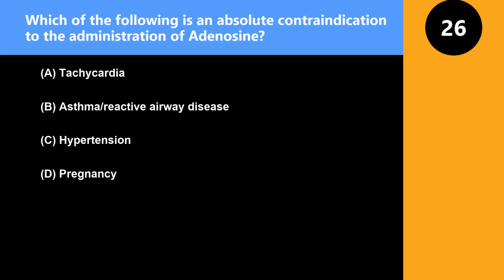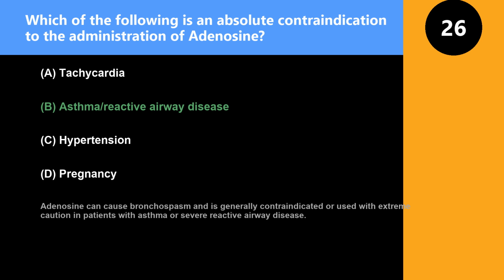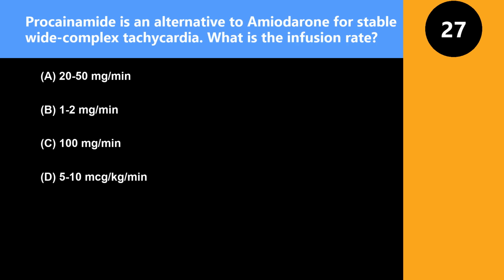Question 26. Which of the following is an absolute contraindication to the administration of adenosine? Option A, tachycardia. Option B, asthma/reactive airway disease. Option C, hypertension. Option D, pregnancy. The correct answer is option B, asthma/reactive airway disease. Adenosine can cause bronchospasm and is generally contraindicated or used with extreme caution in patients with asthma or severe reactive airway disease.